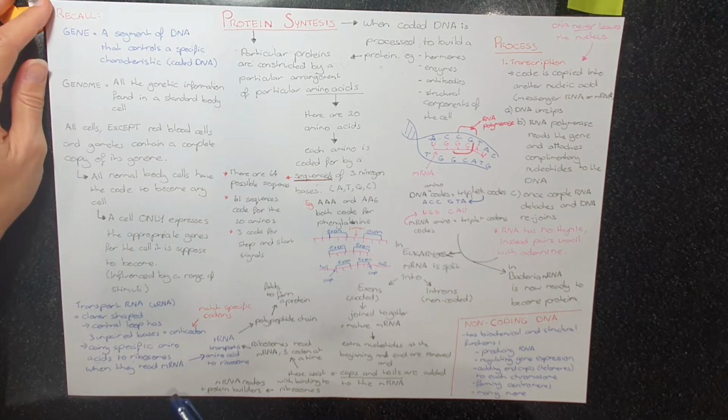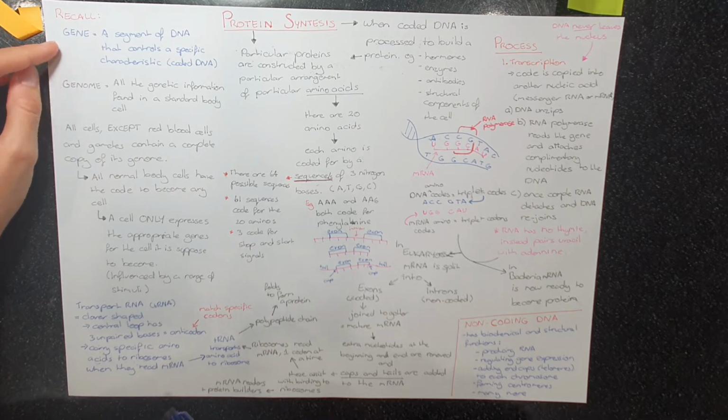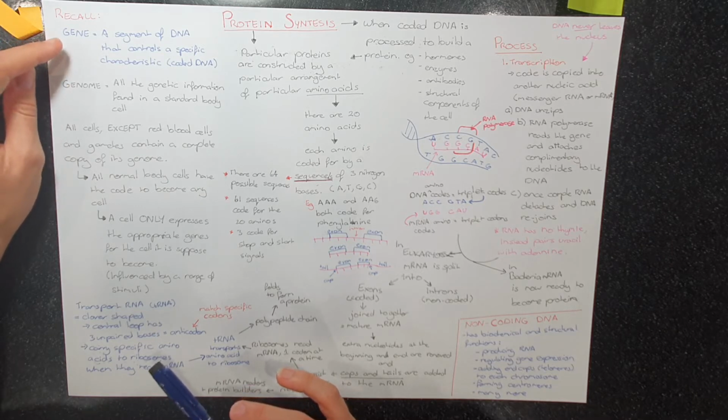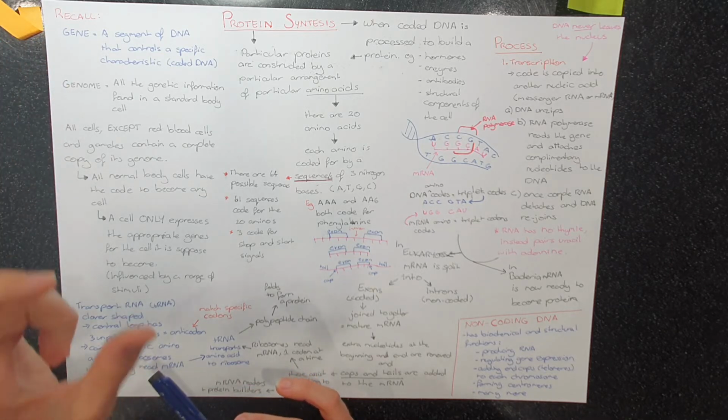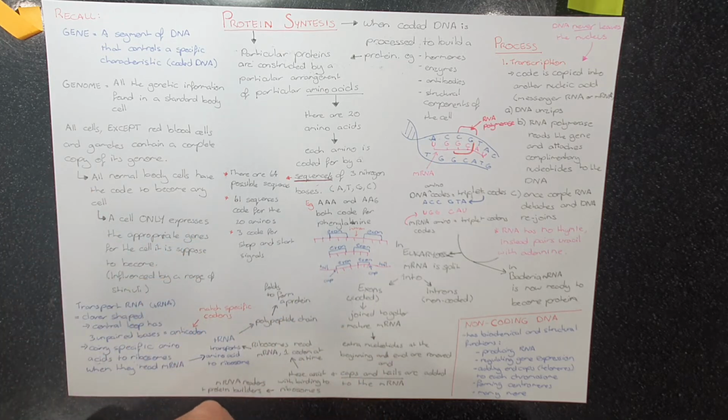A couple things we need to recall. A gene is a segment of DNA that controls a specific characteristic. So genes are coded DNA, all right? Not all parts of our DNA are coded. Genes are the ones that have actually a job, or they're specific to a characteristic.